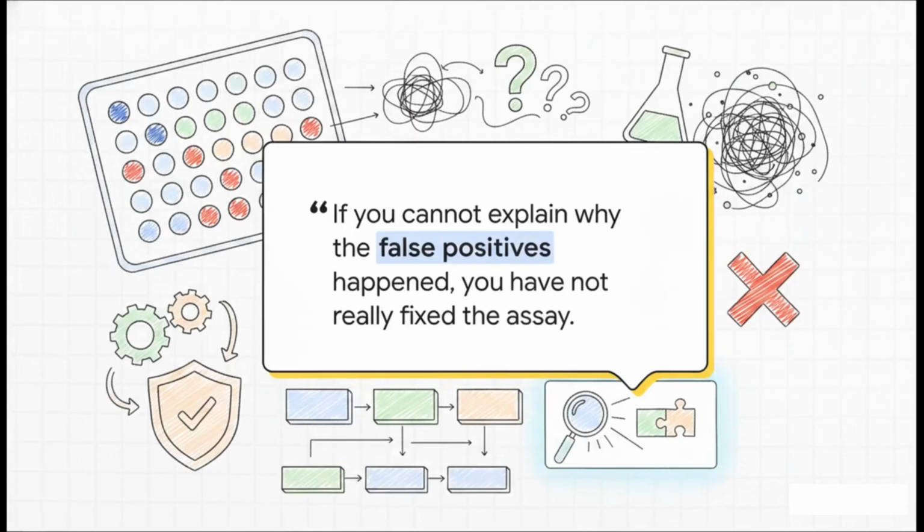Which brings us to a crucial point, summarized perfectly by this idea. If you cannot explain why the false positives happened, you have not really fixed the assay. I want to remind all my peers at the bench right now, simply changing conditions until the plate looks pretty doesn't fix the underlying mechanism. You've only changed the current conditions under which the failure is visible. Using a structured workflow and DOE ensures you actually understand the why, which is what makes your assay truly robust.